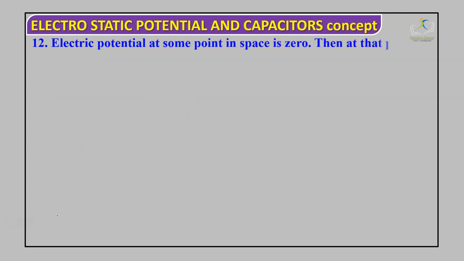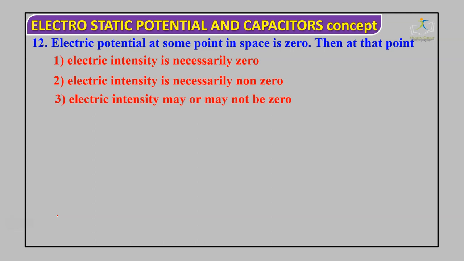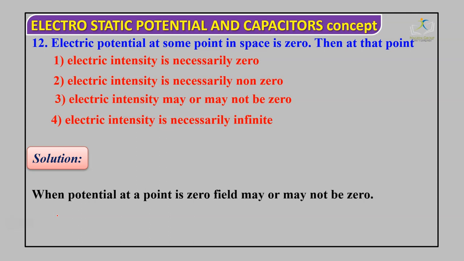Electric potential at some point in space is 0. Then, at that point, electric intensity is necessarily 0. Electric intensity is necessarily non-zero. Electric intensity may or may not be 0. Electric intensity is necessarily infinite. Let us see the solution of this question. When potential at a point is 0, the field may or may not be 0. According to this, the correct option is 3.